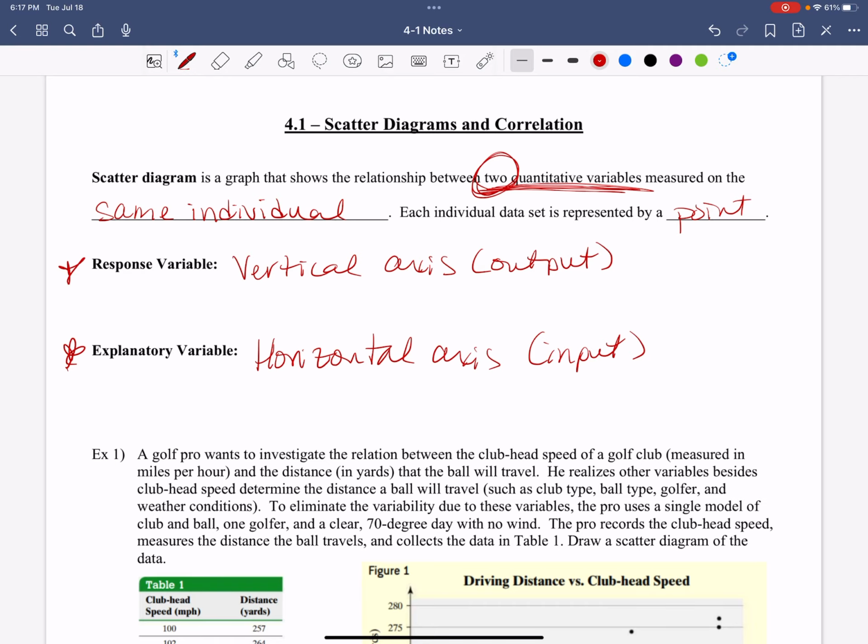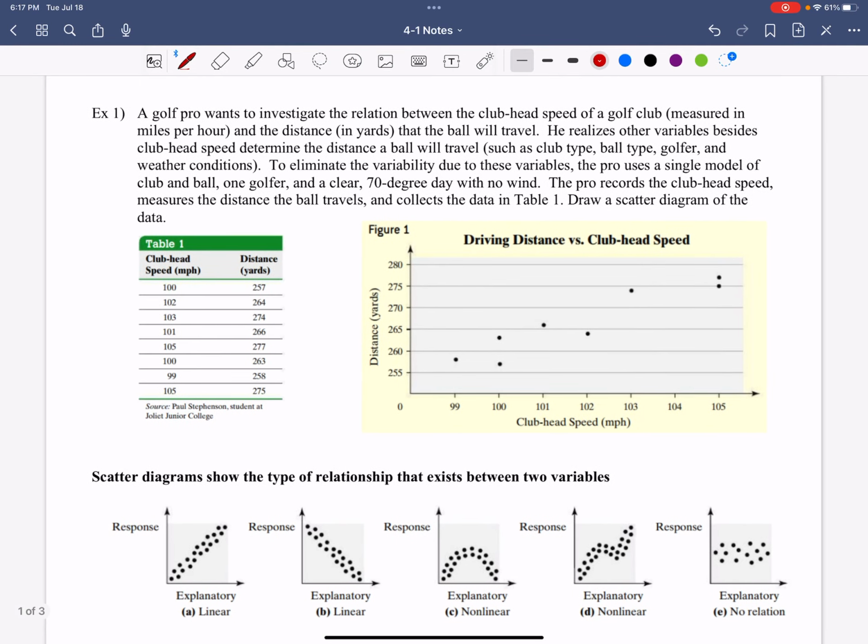Okay, so let's talk about some golf, shall we? So a golf pro wants to investigate the relation between the club head speed of the golf club, which is measured in miles per hour, and the distance. So those are our two values that we're going for here. He realizes other variables besides club head speed determine the distance a ball will travel, such as the club type, the ball type, the golfer, and the weather. To eliminate the variability due to these variables, the pro uses a single model of club and ball, one golfer, and a clear 70-degree day with no wind. So the pro records the club head speed, measures the distance, and collects the data. And then we're going to draw a scatter diagram of this data.